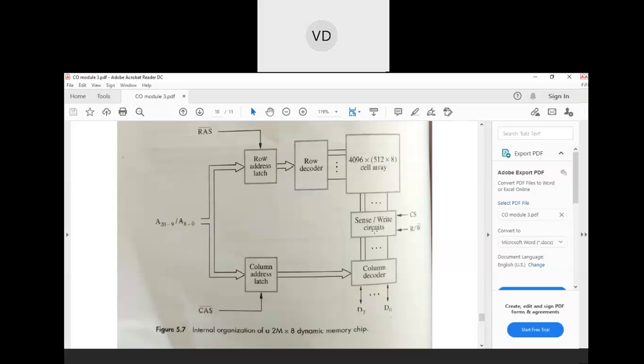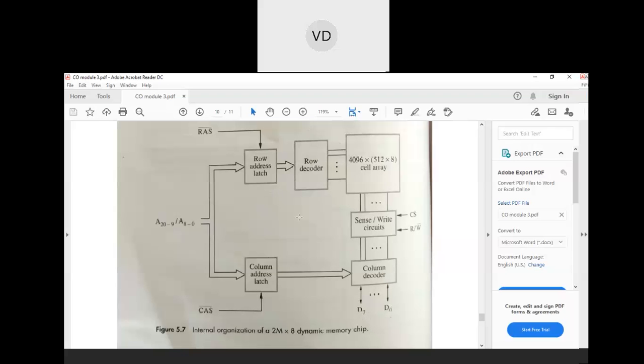What is this sense and write circuits? Sense means it is reading, write means we are using it to write the data. Now I want to read the data. So to read the data, the sense circuit is used. The sense circuit senses the data at the given row address and column address, and the CS signal. What is CS? Chip select signal. When we have specified the column address, only those 8 bits of data will be selected, and that data will then be given on to the output lines, that is D0 to D7.